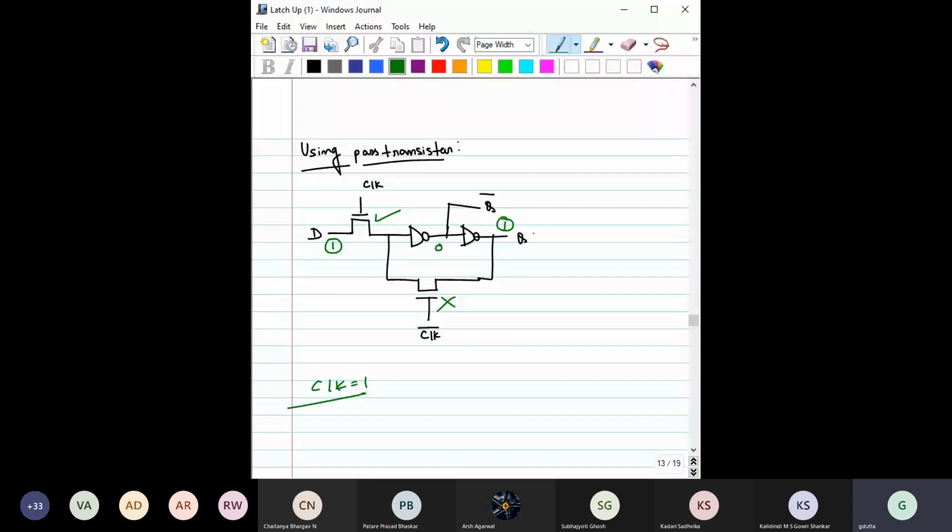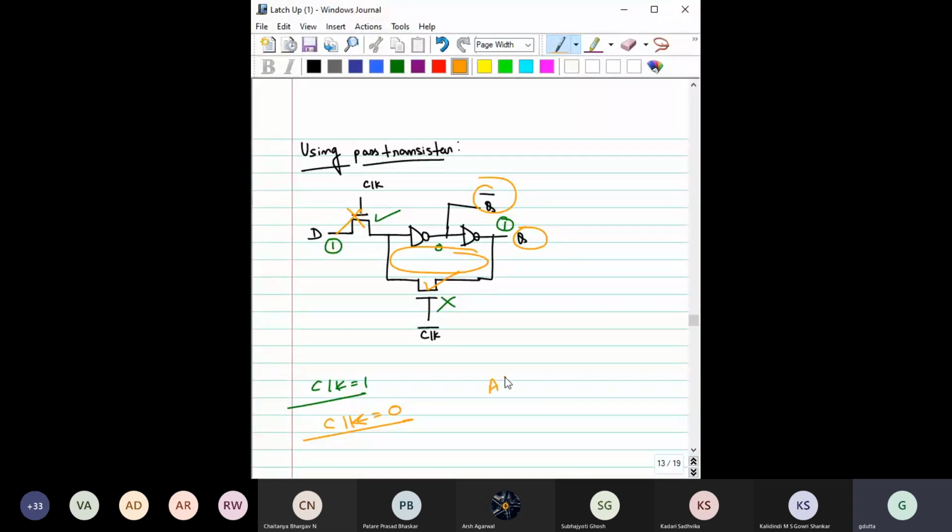Now let's see the other case when this clock is equal to 0. So if this clock is equal to 0, then what will happen? Now this clock bar, so this transistor will turn on, and this pass transistor will turn off, and you see basically you have these two inverters cascaded in that loop, right? Bistable element. So now it can remember or store the value, right? So here both Q and Q bar you should be able to get. So then what type of latch is this? Positive latch or negative latch? Positive latch, right? Okay.